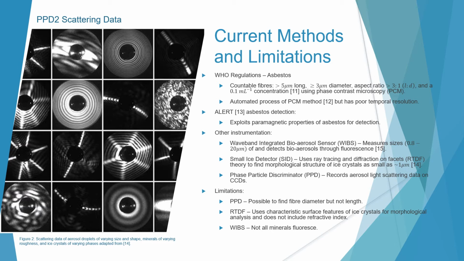Devices more suited are looking at the structure of the aerosol, such as the phase particle discriminator, which is used to distinguish between aerosol of different shapes, or the small ice detector for looking at ice crystal structure in clouds, which can be used for this project. Each uses light scattering for information, but they are still limited considering things like aspect ratio.